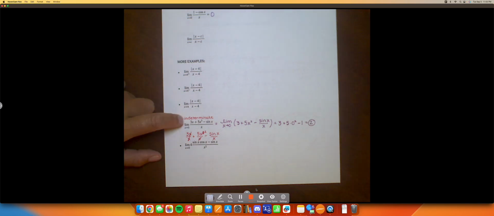This situation is going to pop up quite a bit. This sine of x over x, the cosine one happens a little less often, but it still shows up from time to time. And then when you see it, you can just be like, oh, I already know the answer to this one.